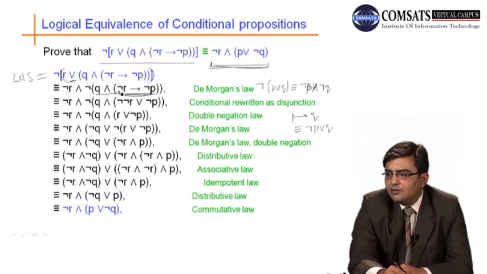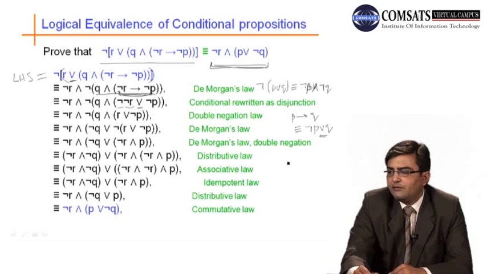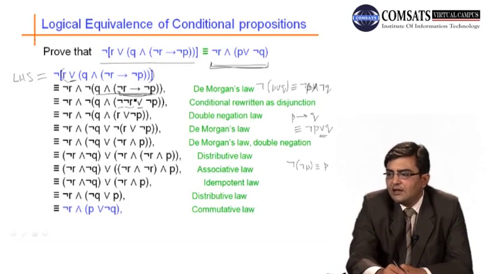So not R implies not P will be logically equivalent to not of not R, and this implication will be converted to or, and not P will remain the same. Here we have not of not R, so we can apply the double negation law, which says not of not P is equivalent to P. So here not of not R becomes R, and the rest of the things are the same.